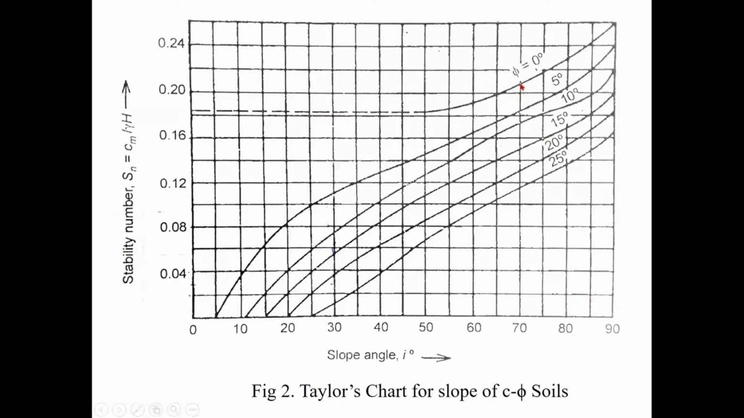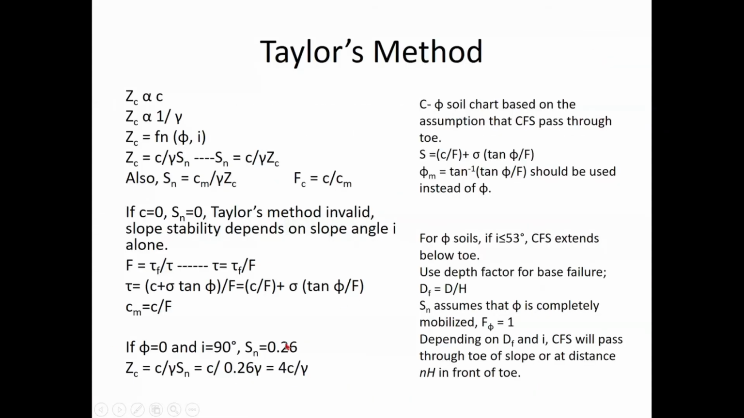All right. If phi is 0, then at this point, 90 degrees and phi equal to 0, my stability number is 0.26. So in that case, Sn is equal to 0.26. So what will be my critical height? Zc will be equal to C by gamma Sn, which will be C by gamma into 0.26, so roughly equal to 4. So your Zc is going to be equal to 4C by gamma.